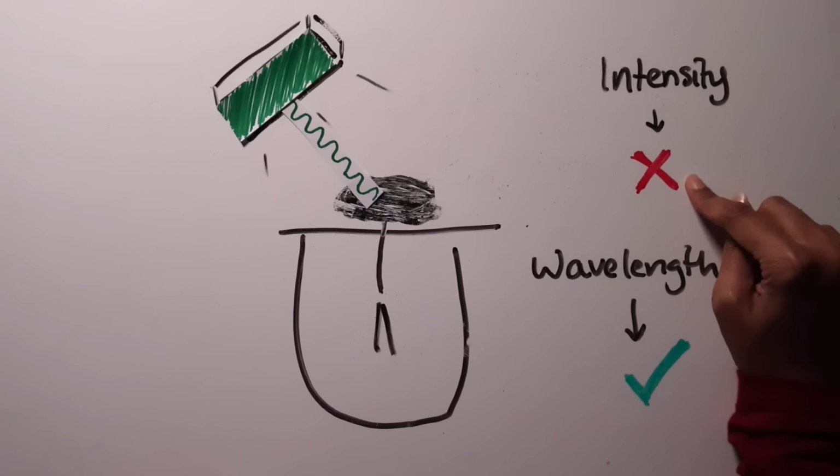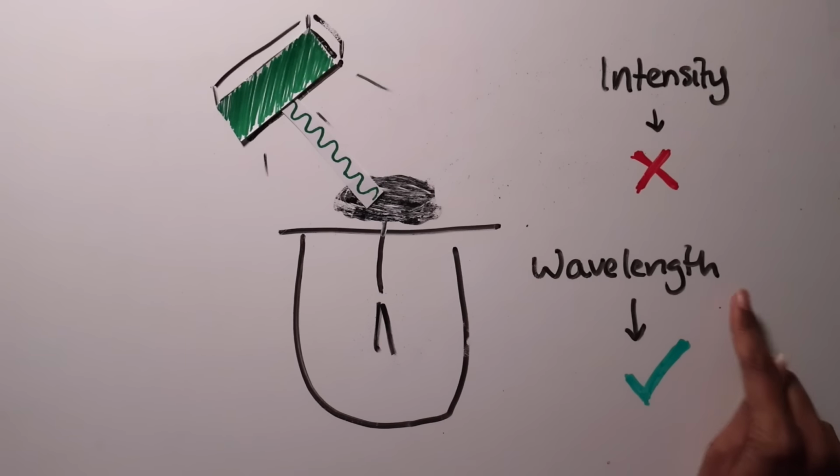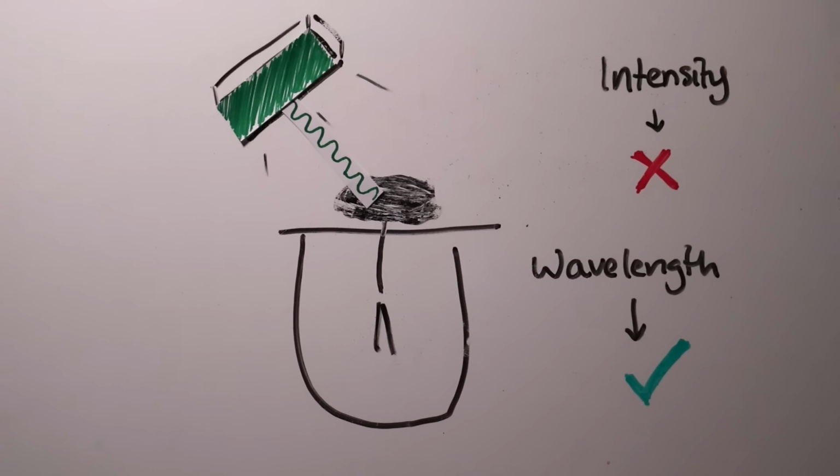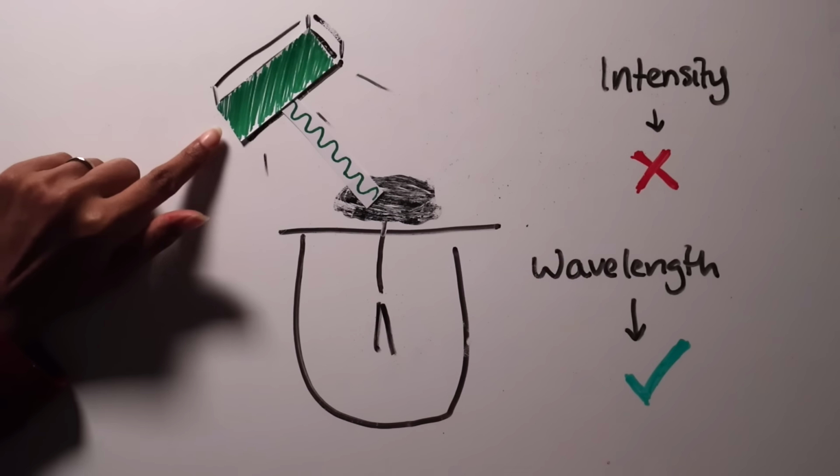So what we found is that the intensity of the light just doesn't really matter for whether the electrons will get released or not. But the wavelength does matter. As long as the wavelength is lower than some threshold wavelength, then the light will release electrons. In our case, for calcium, it turned out that calcium requires green light or light with shorter wavelength than green.